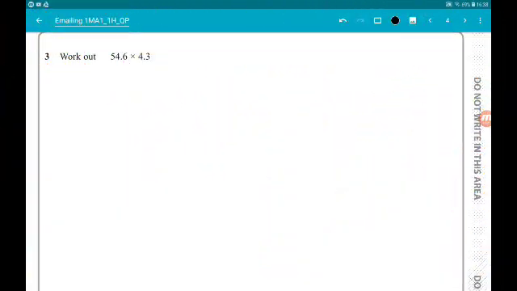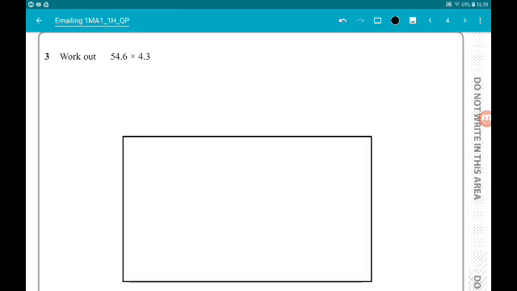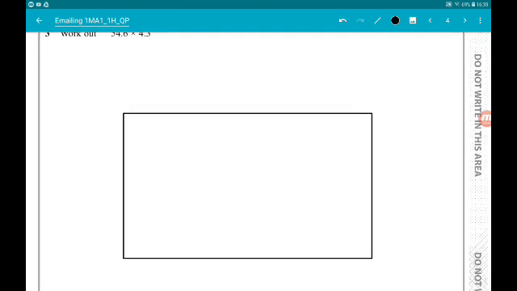Okay, question 3 wants us to work out 54.6 times 4.3. So with multiplication, so many different methods. When it comes to, in particular, decimals, I recommend the lattice method. If you've not seen this before, it's worth checking out. At first, we're not even going to worry about the decimals. We're just going to think about doing 546 times 43.